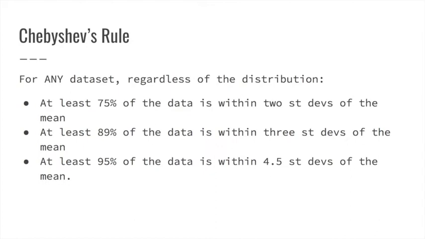Chebyshev identified limits in the calculations where we're not going to be able to see any data set ever where there's not less than 75% of the data within 2 standard deviations of the mean. It has to happen that way. So we call it Chebyshev's rule. Now, like I said, in practice, it's usually a lot more than that.